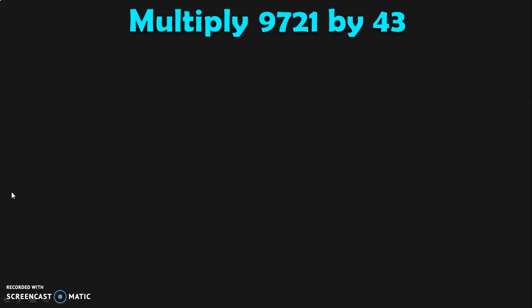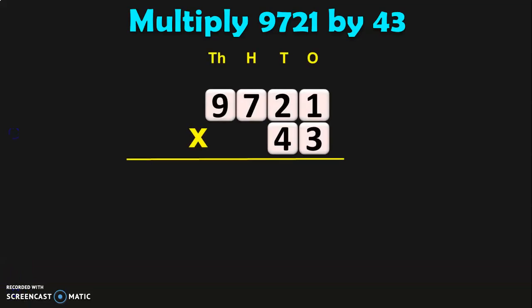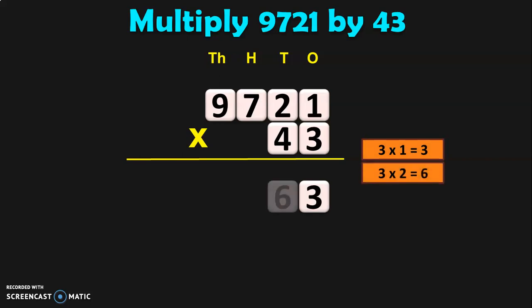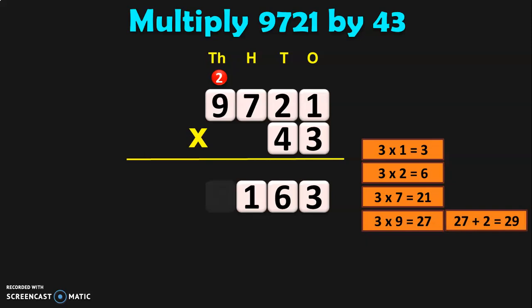The next sum that we are going to do is multiply 9,721 by 43. So write the numbers at their appropriate places and begin the multiplication from the ones place. 3 into 1 is 3. 3 into 2 is 6. 3 into 7 is 21. 1 carry over 2. 9 into 3 or 3 into 9 is 27. 27 plus 2 is 29. 9 in the thousands place and 2 will be moving to the 10,000s place.